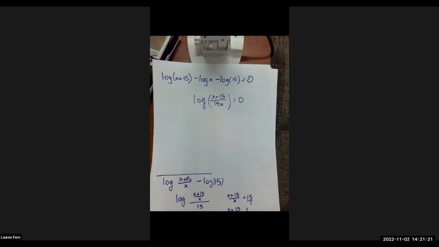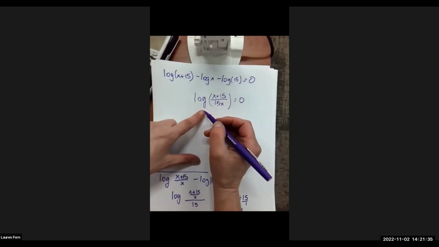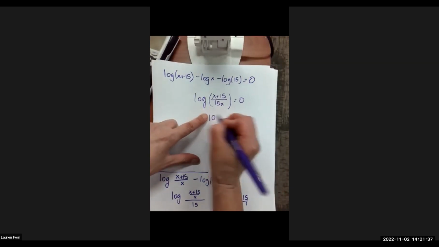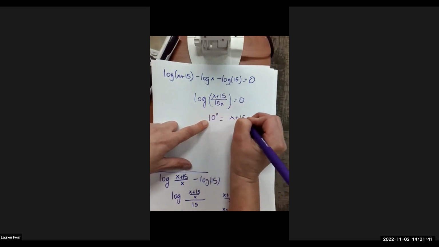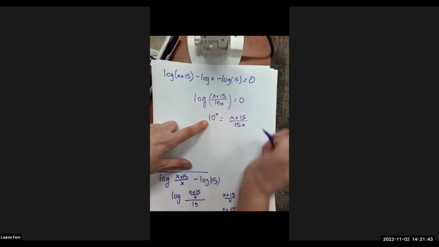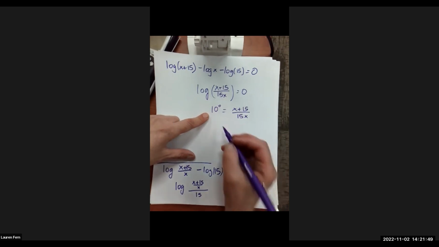Questions thus far? What am I going to do now? Yes. You don't have to sing the whole jingle. Okay, what's my base? 10 to the power of 0 is (x plus 15) divided by 15x. What's anything raised to the 0 power? 1.